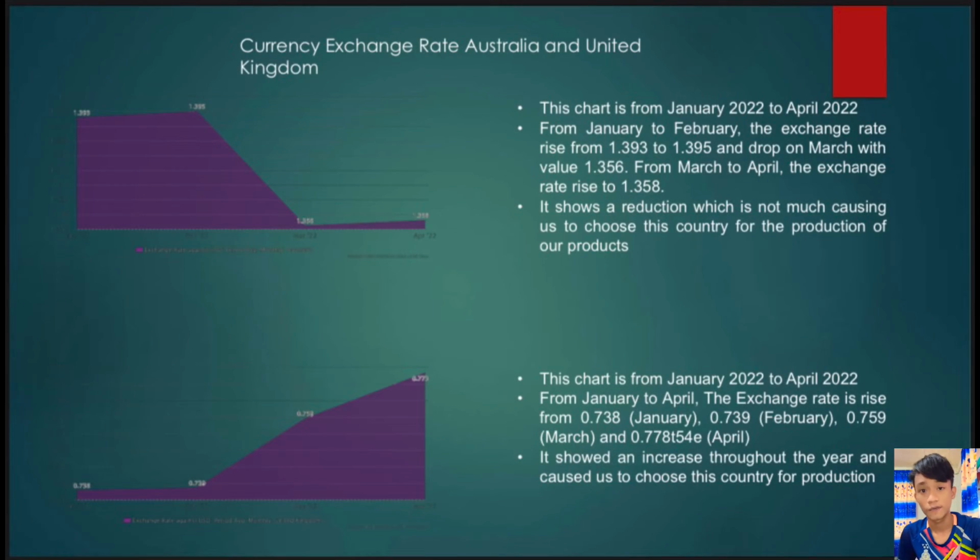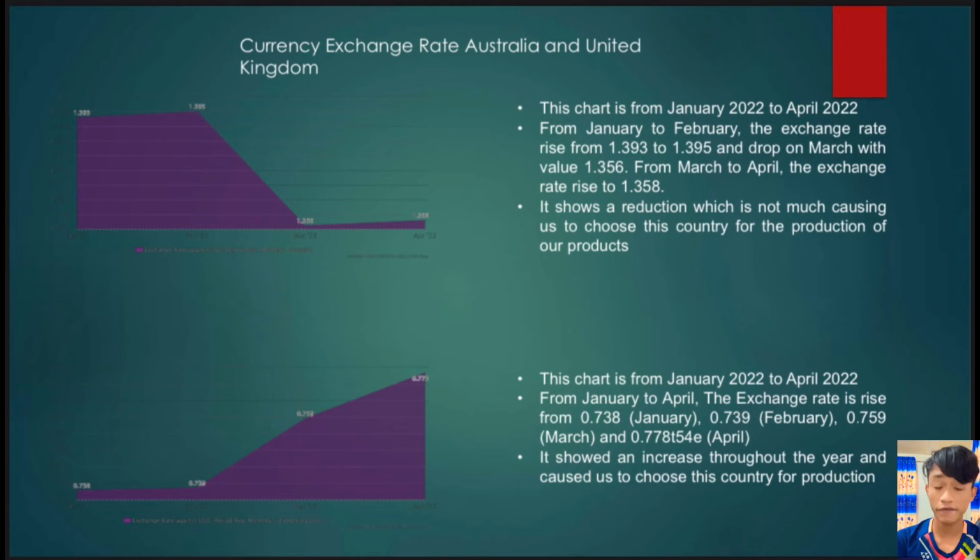Hello guys. Welcome back, and this is the currency exchange rate between Australia and United Kingdom. As you can see in the first chart, this is the Australia chart, the exchange rate from January 2022 to April 2022. From January to February, the exchange rate rose from 1.393 to 1.395 and dropped in March to 1.356. From March to April, the exchange rate rose again to 1.358. It shows a reduction which is not much, causing us to choose this country for the production of our products.